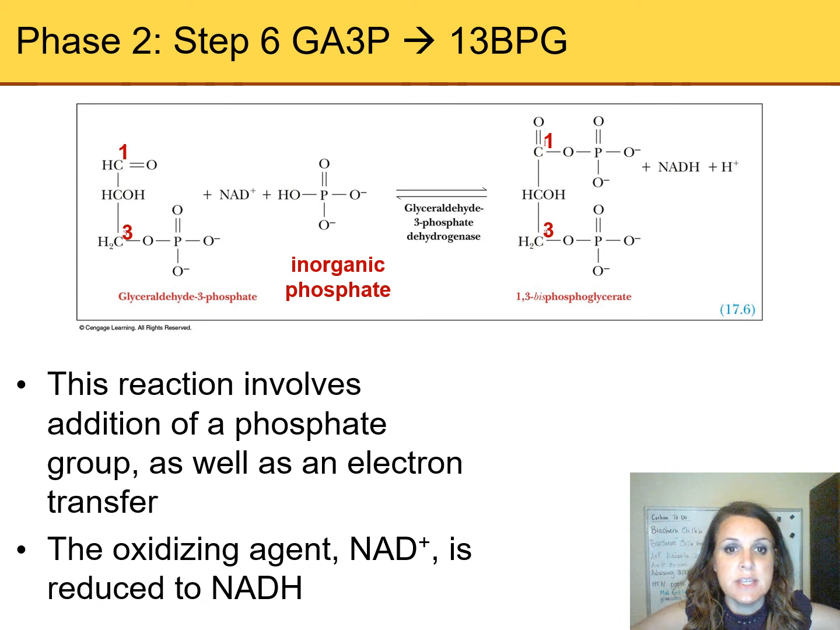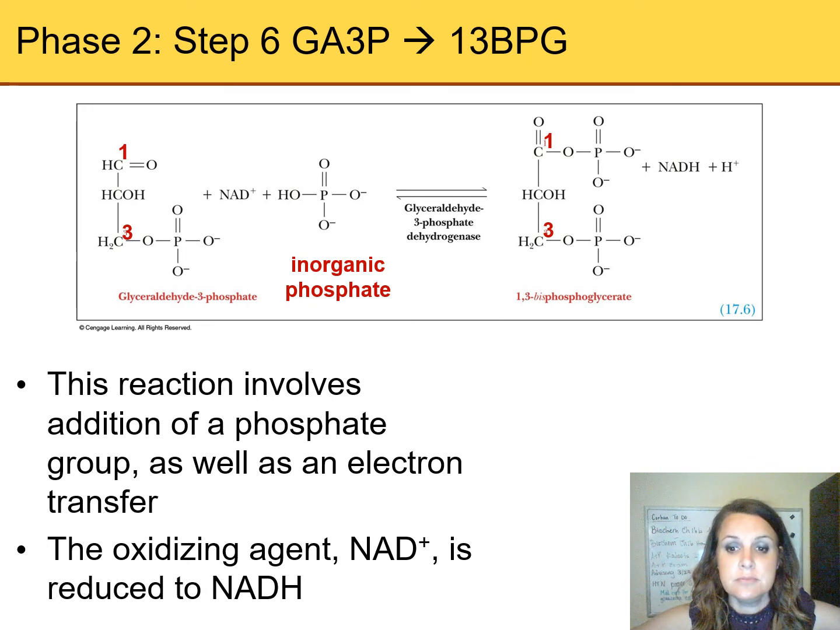In step 6, you see that glyceraldehyde 3-phosphate is converted into 1,3-bisphosphoglycerate. A phosphate group is added to the first carbon in this molecule, and the enzyme that catalyzes this reaction is called glyceraldehyde 3-phosphate dehydrogenase. I want to point out a couple of things. First, the phosphate that's added does not come from ATP, which is different from all the other reactions we've seen so far. It comes from an inorganic phosphate. Second, NAD is reduced to NADH. This is why it's called a dehydrogenase, because we're removing hydrogen in the process of reducing NAD.